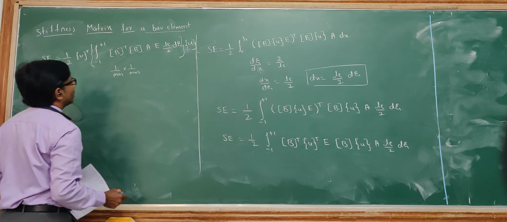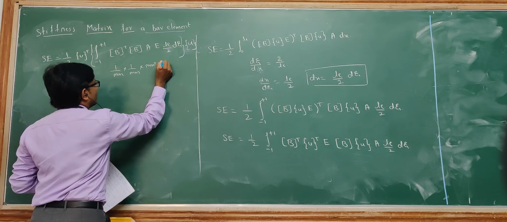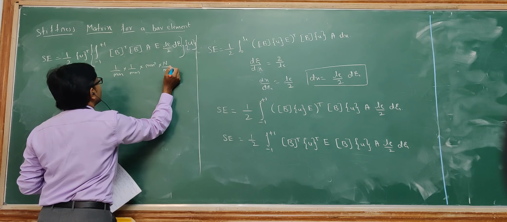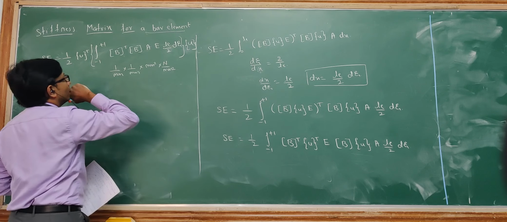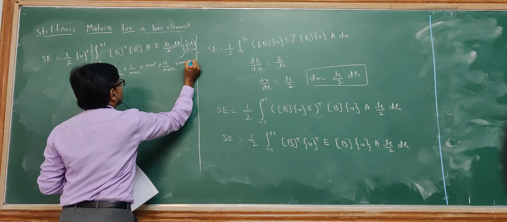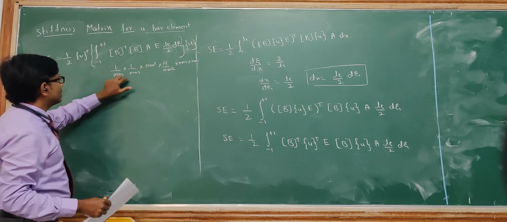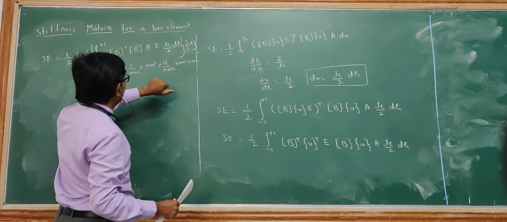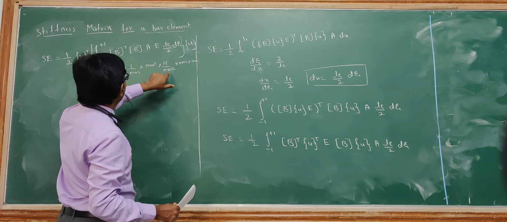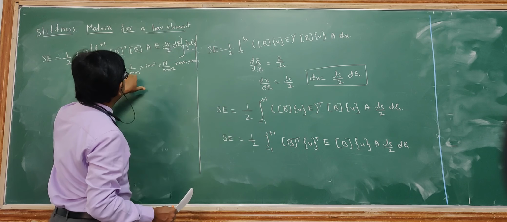This becomes mm square, this becomes Newton per mm square, and this becomes mm. d zeta becomes mm. When you solve this, it gets cancelled.